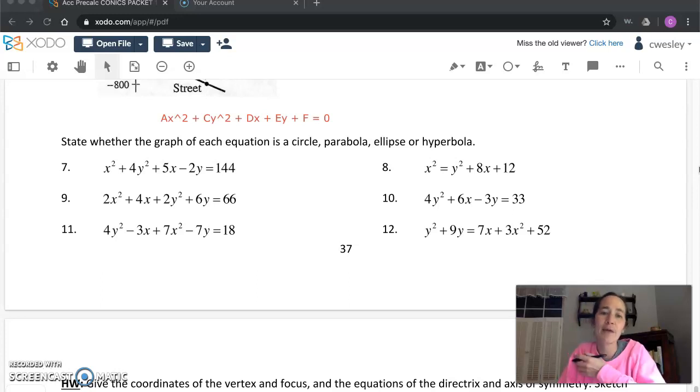We are in Conics Packet 1, page 37, looking at the bottom. We're going to backtrack and try a couple problems that we didn't get to in previous lessons. And we're going to warm up with these classifying questions 7 through 12.